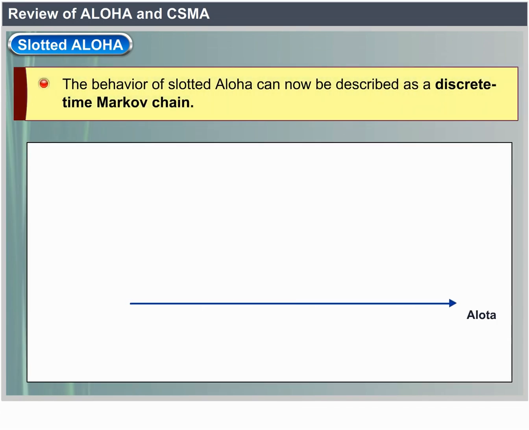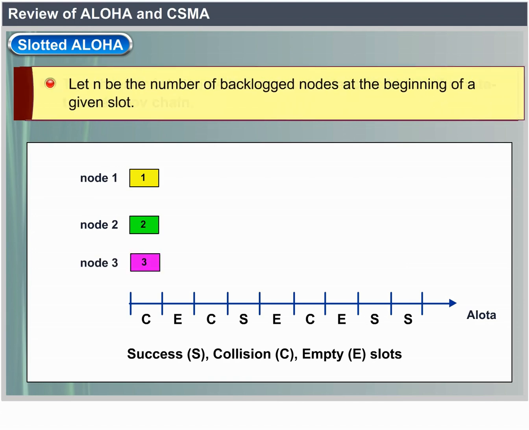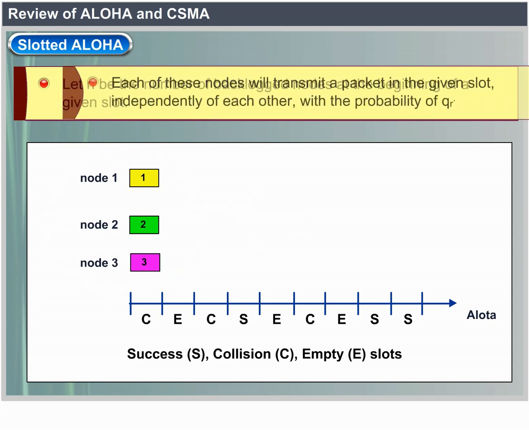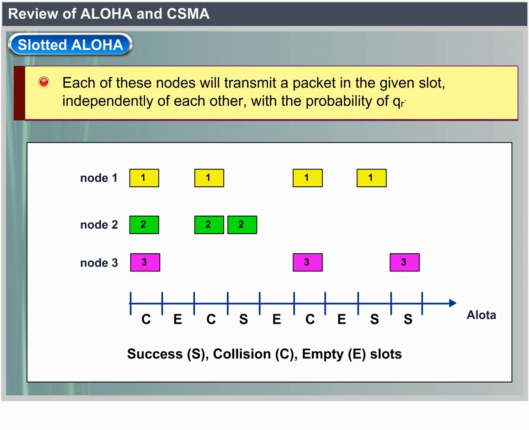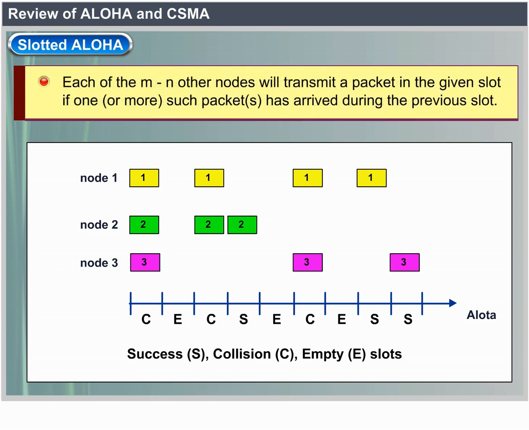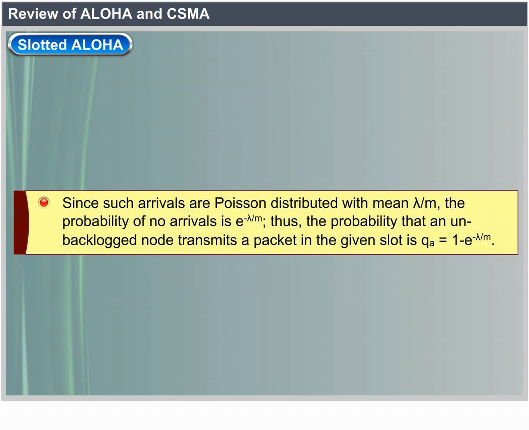The behavior of slotted Aloha can now be described as a discrete time Markov chain. Let n be the number of backlogged nodes at the beginning of a given slot. Each of these nodes will transmit a packet in the given slot independently of each other with probability qr. Each of the m-n other nodes will transmit a packet in the given slot if one or more such packets arrived during the previous slot. Since such arrivals are Poisson distributed with mean lambda/m, the probability of no arrivals is e^(-lambda/m).